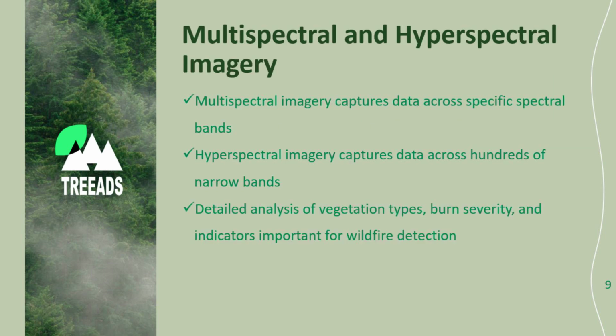Multispectral and hyperspectral imagery are commonly used in remote sensing applications. Multispectral imagery captures data across a few specific, discrete spectral bands. Hyperspectral imagery, on the other hand, captures data across hundreds of narrow contiguous spectral bands. Hyperspectral data enables detailed analysis of the Earth's surface, allowing for the identification of specific vegetation types, burn severity, and other indicators important for wildfire detection.